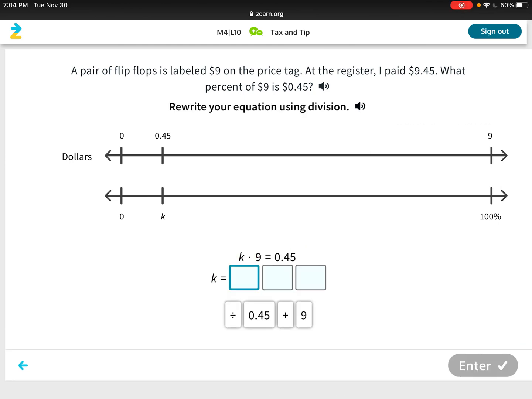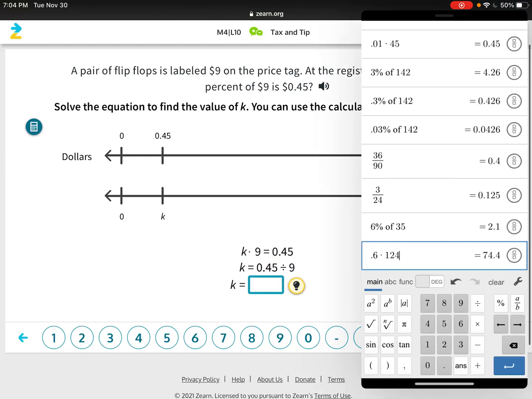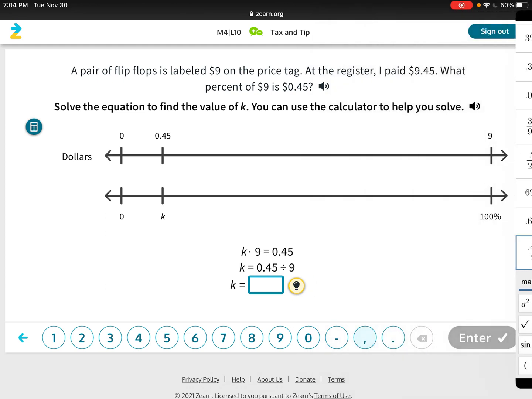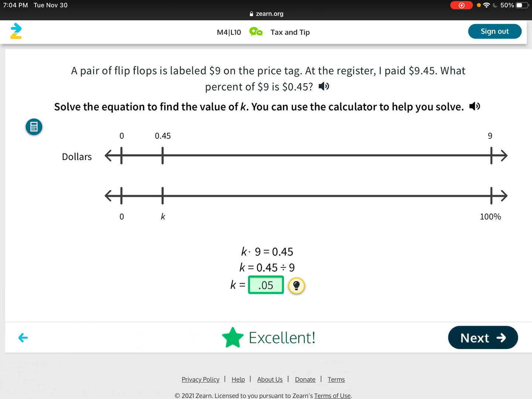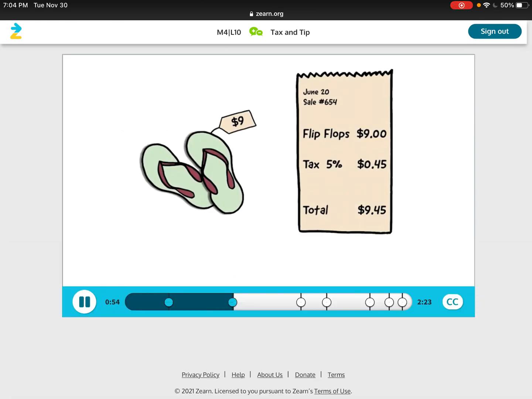And then to solve for that, we're going to do the opposite operation, so we're going to divide. 45 goes here and 9 goes here. So we take 0.45 divided by 9, you get 0.05. And then they're going to want us to make that a percent. So move that decimal 2 places to the right, which gives you 5%. So you're paying 5% tax.